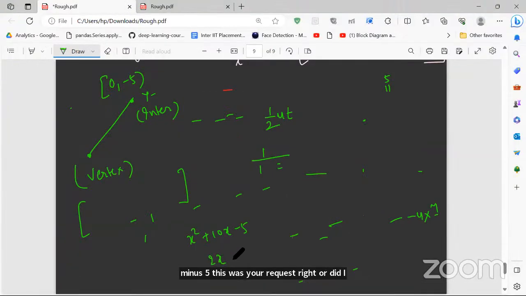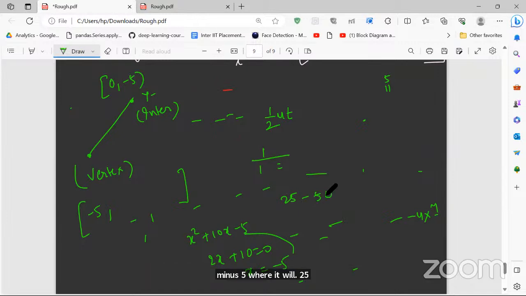Okay, so 2x plus 10 equals 0. So you are getting x equals -5. So -5 is the one thing, and the other part is what? You put the value of -5 here. You will be getting 25 minus 50 minus 5. So how much are you getting? Minus 30. So calculate the slope now.